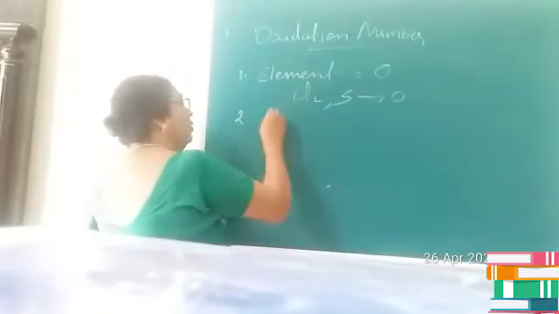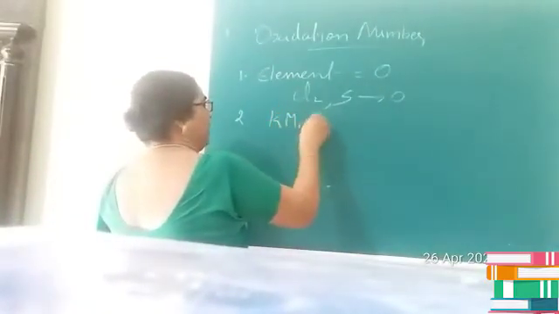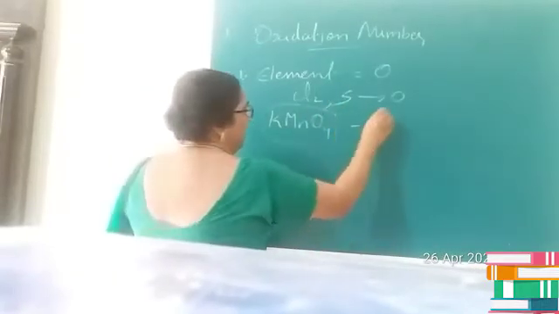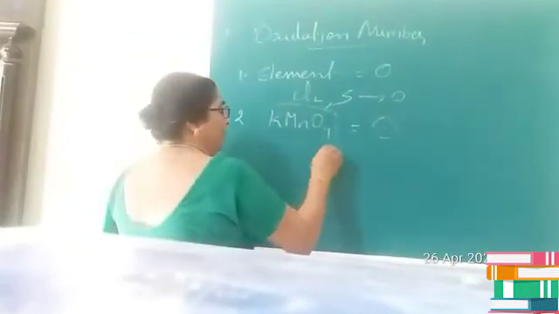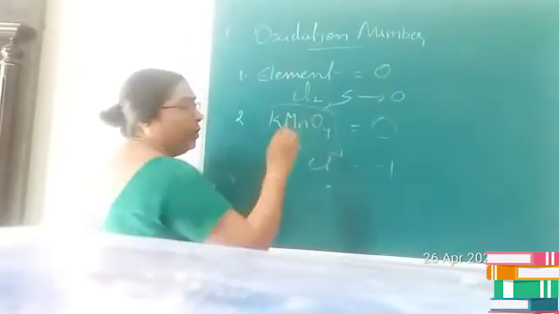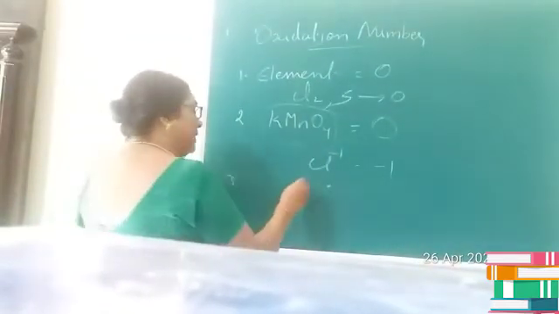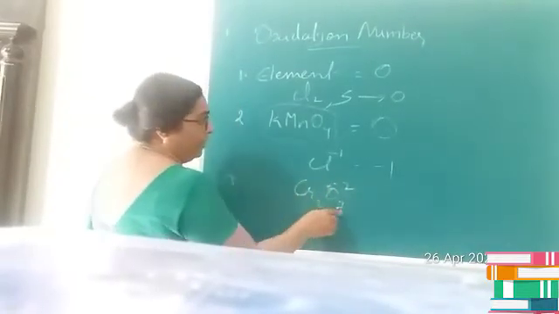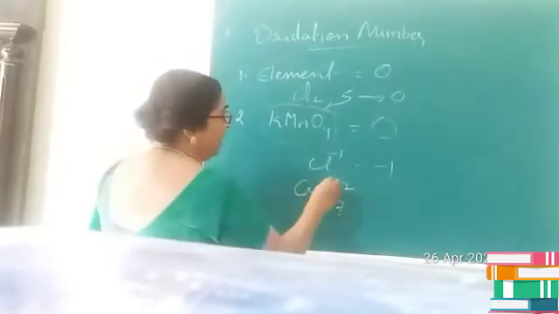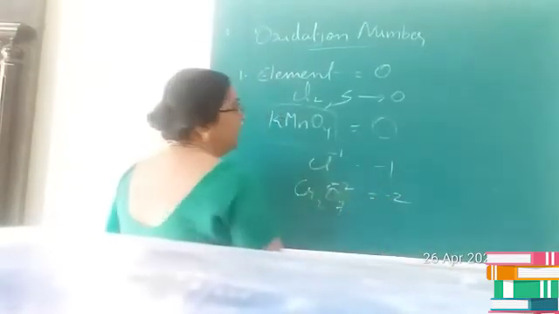Second, we can say that the oxidation number of a molecule will be equal to 0. That is, the sum of the oxidation numbers of the different atoms in this molecule will be equal to 0. Or if it is an ion, the oxidation number will be equal to the charge. Or if it is a radical, the sum of the oxidation numbers of the different atoms in this radical will also be equal to the charge.